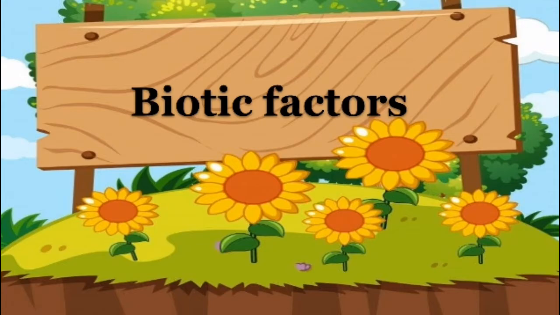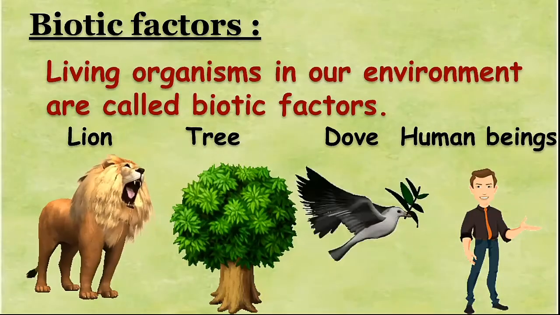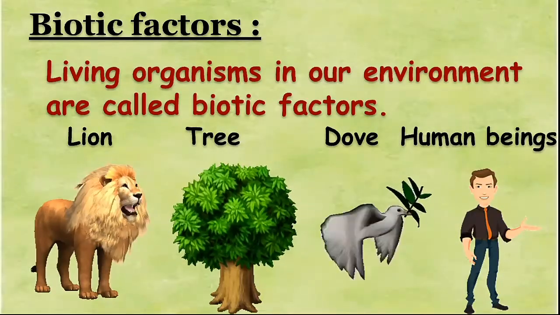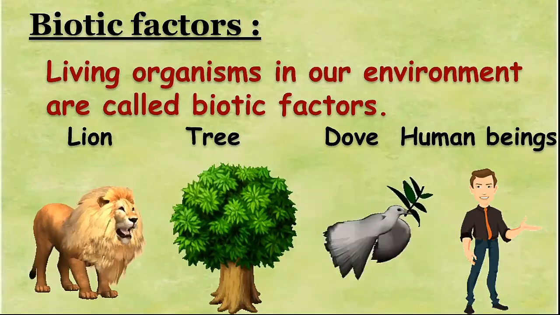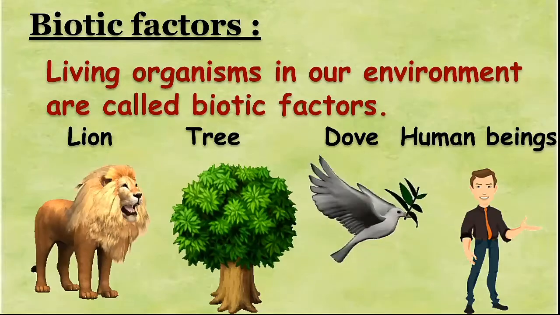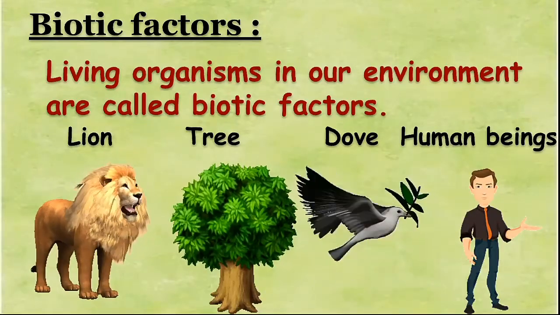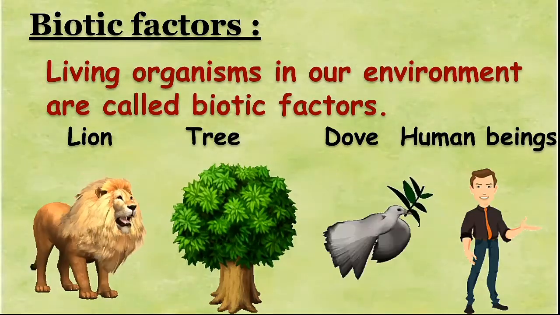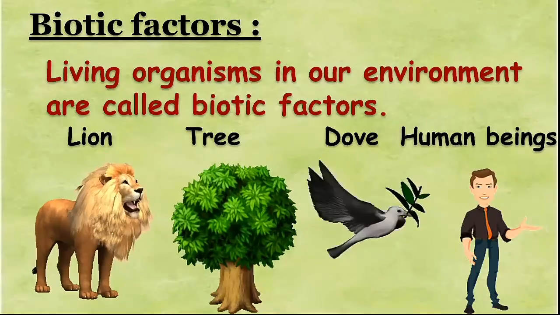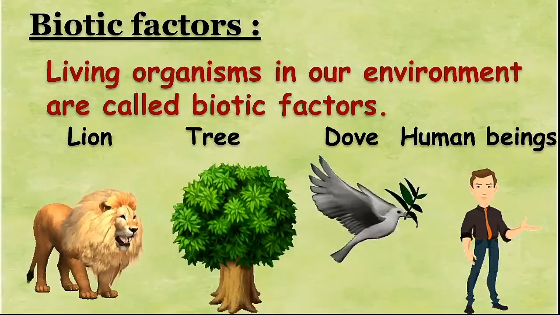Okay children, first let's see biotic factors. Living organisms in our environment are called biotic factors. I will repeat this. Living organisms in our environment are called biotic factors. For example, lion, tree, dove and human beings.